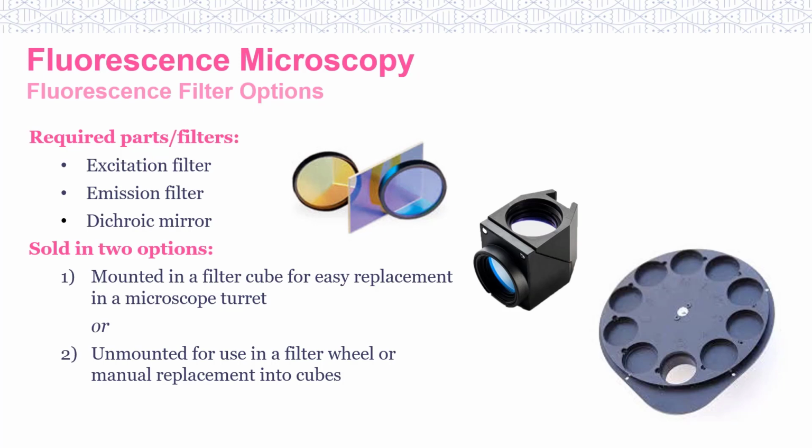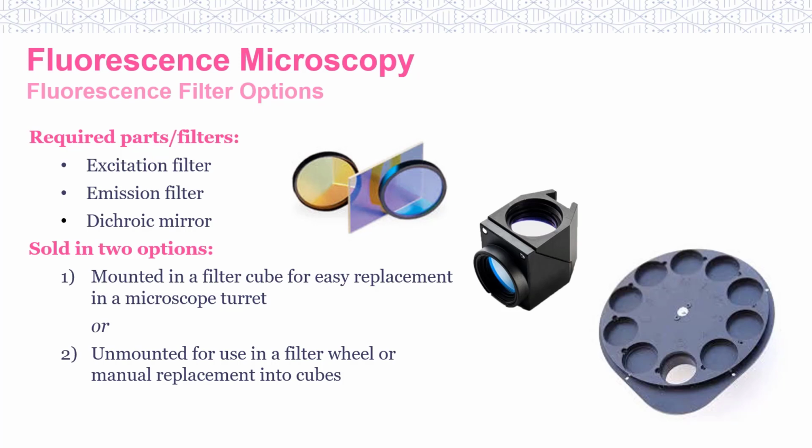Filter sets include 3 separate parts: an excitation filter, an emission or barrier filter, and a dichroic mirror or dichroic beam splitter that work together to allow or block the appropriate wavelengths of light required for viewing a specific fluorophore. Filter sets are sold in 2 different options. Firstly, they can be purchased either mounted together into a filter cube specifically designed for the turret of a specific microscope make and model, or secondly, they can be purchased unmounted for use in a filter wheel or for manual replacement into your pre-owned filter cubes.